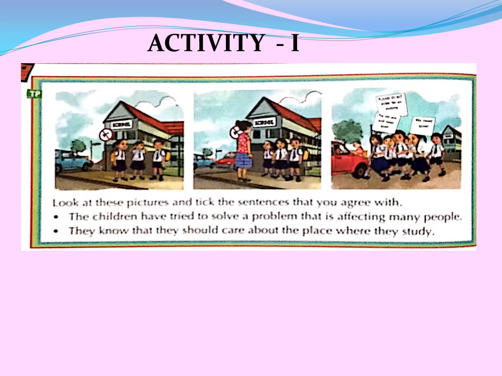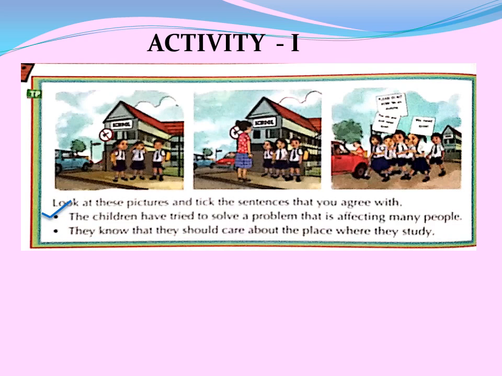Now look at these pictures and tick the sentences that you agree with. There are 2 sentences. The children have tried to solve a problem that is affecting many people. We will have to put a tick. This is true. The children are trying their best to solve this sound pollution problem. And it is not only affecting them, rather it is affecting a lot of people.